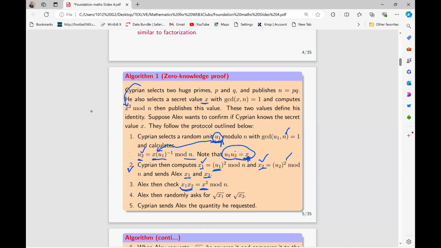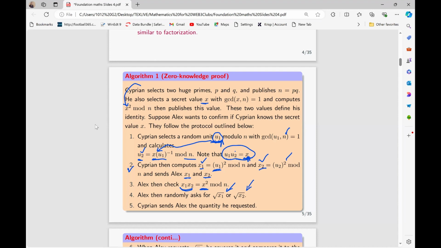Now Alex wants to verify whether Cyprian knows what he has done. Alex asks Cyprian, give me the square root of x1, or give me the square root of x2.